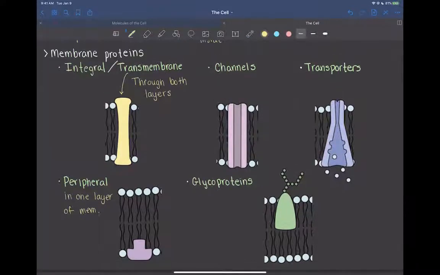Okay, so our first specific kind of integral membrane protein is a channel protein. Channel proteins are going to be really important when we talk about the nervous system and muscle contraction. Channel proteins allow movement through that channel. Typically, they're going to be specific for certain types of things. So they allow movement through the membrane.